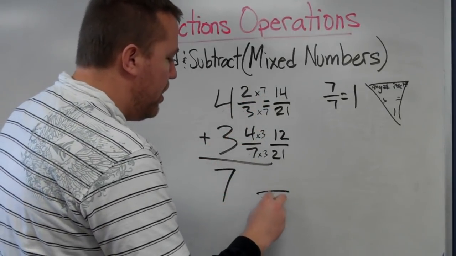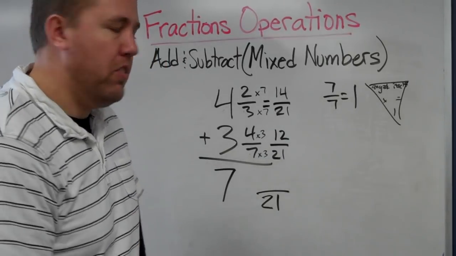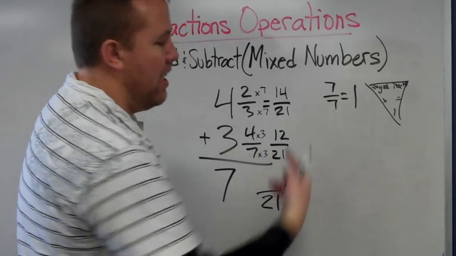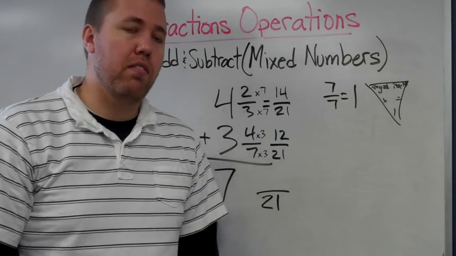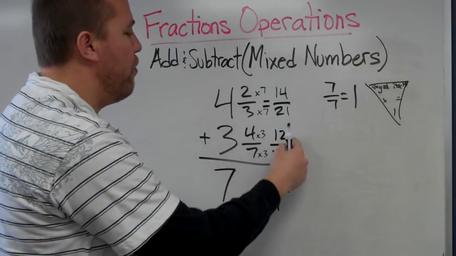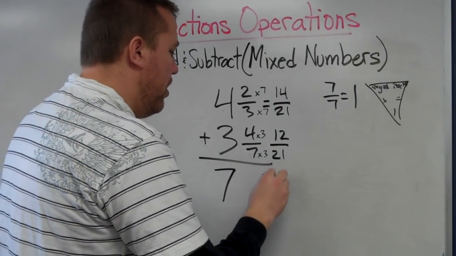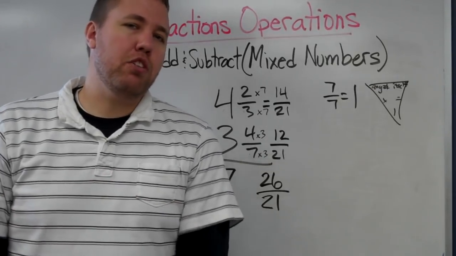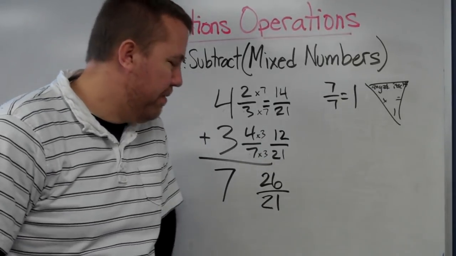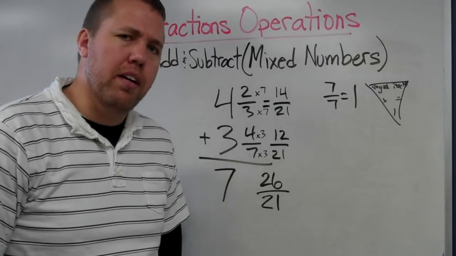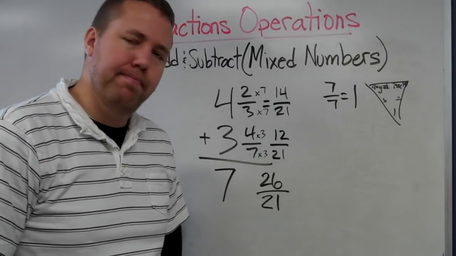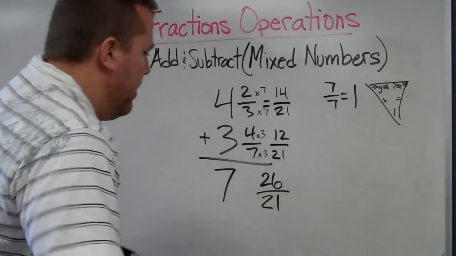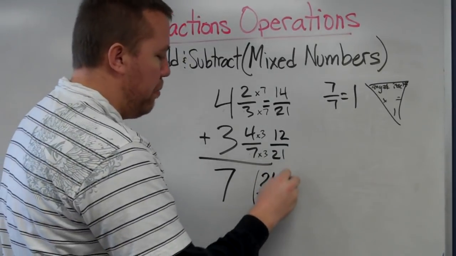And of course, we're talking about 21sts because I don't change the denominator when I'm adding fractions or subtracting fractions. 14 plus 12 is 26. So my answer to that one is 7 and 26/21sts. Well, that doesn't look quite right, does it? No, sure doesn't. So I need to convert this improper fraction.